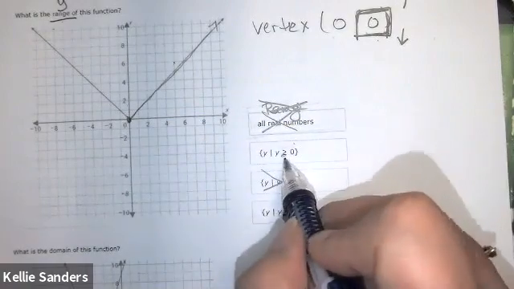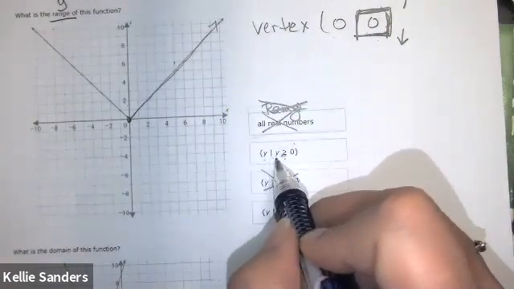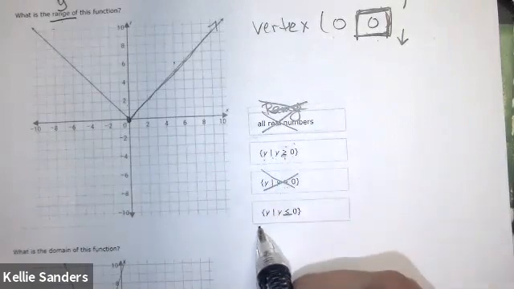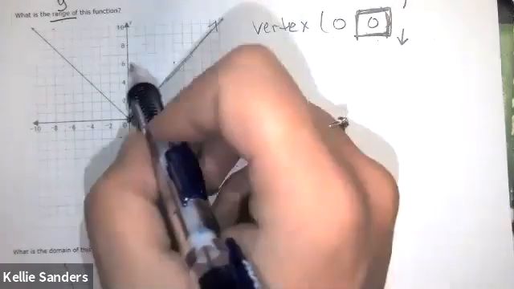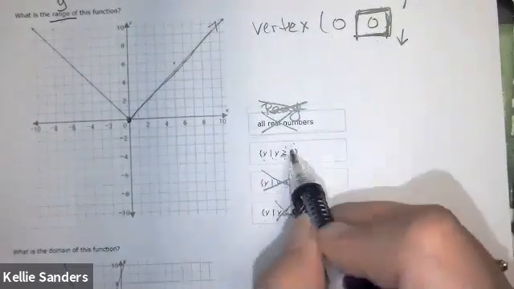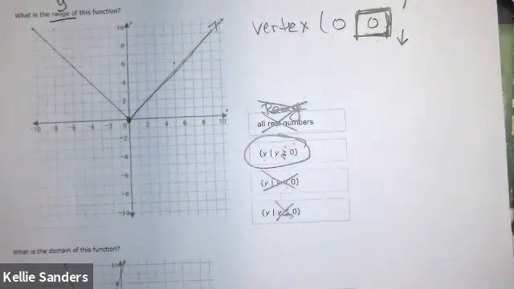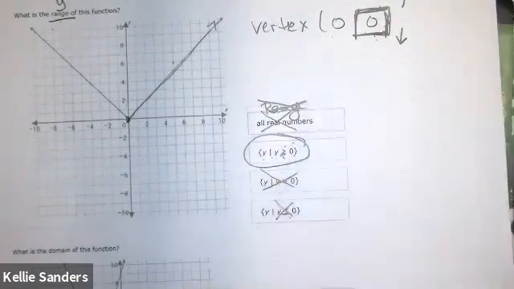Okay, so this is pronounced the set of y such that y is greater than or equal to 0. The set of y such that y is less than or equal to 0. Well, since our y's are going up, they're not going to get smaller. No, they're going to get bigger. So that's how you find the range. And whatever this number is, that's where it starts.